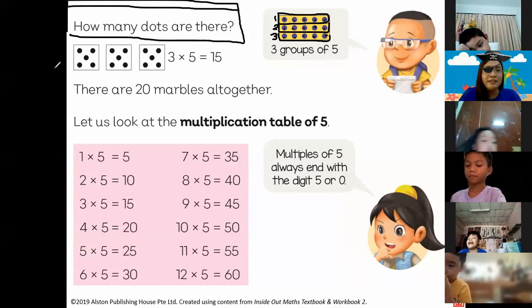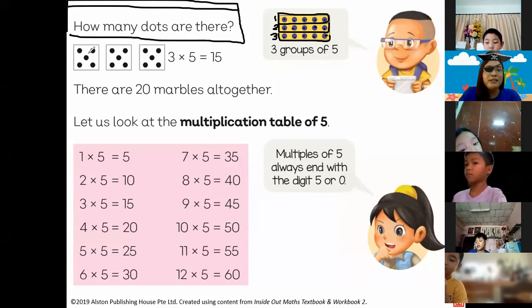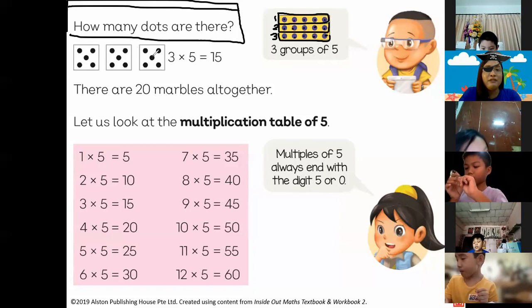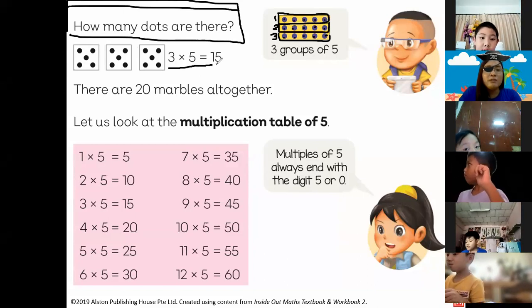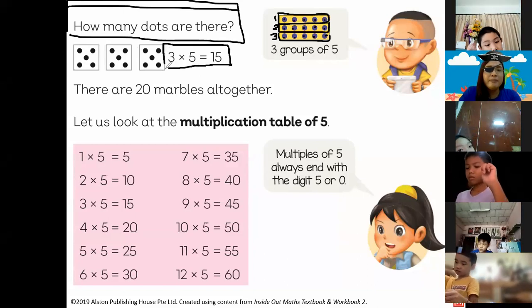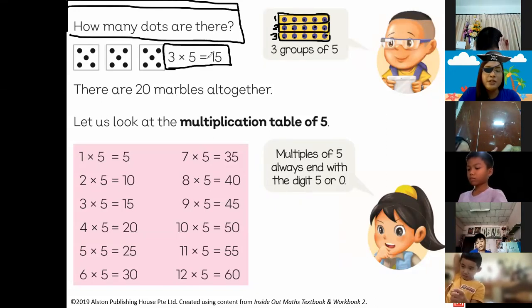Here's the solution. So again, very good. In each group, it has 5 dots. So this is 5 plus 5, that's 10. And another 5, that's 15. Or you can also write it like this: 3 multiplied by 5 is equal to 15.